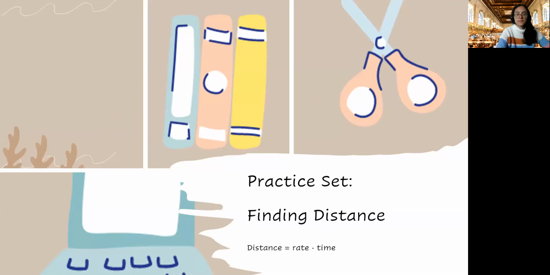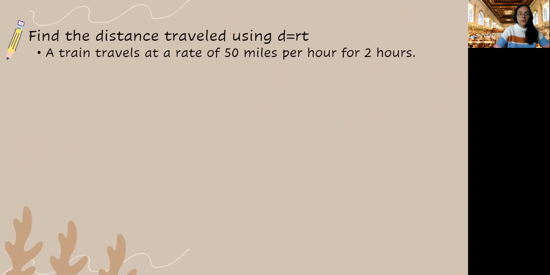So let's get started. Our first problem asks us to find the distance when we have a train that travels at a rate of 50 miles per hour for 2 hours. So we're going to write our equation down here, distance. I'm going to write it all out, but for the following examples, I'm going to use the distance equation with just the r and t. We're asked to find distance, we're given a rate, and we're given a time.